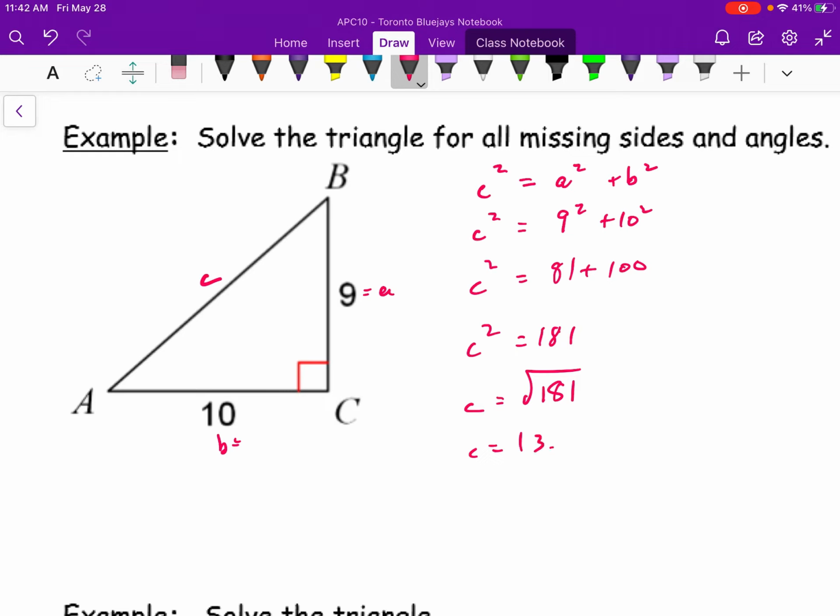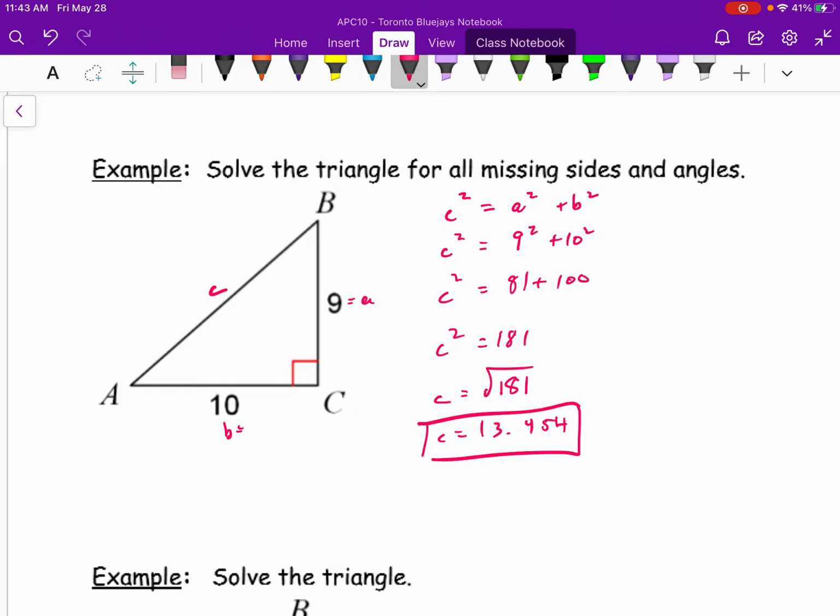I get c is equal to 13.454. Now it's not degrees because it's just a measurement of the side. So does that seem reasonable? For sure it seems reasonable because it's the hypotenuse and it's the largest side. So there's one piece of information. I'm going to put that in a box so it sort of smacks you when you look at the question.